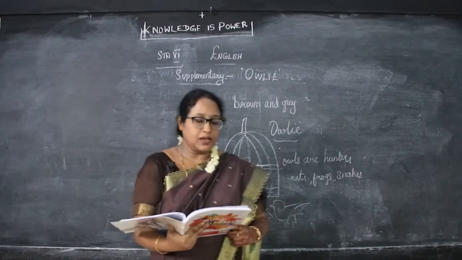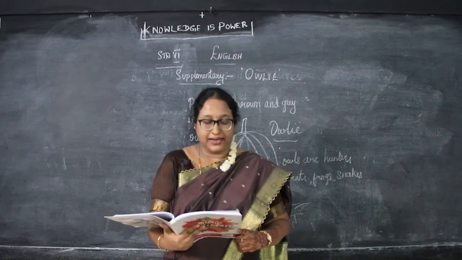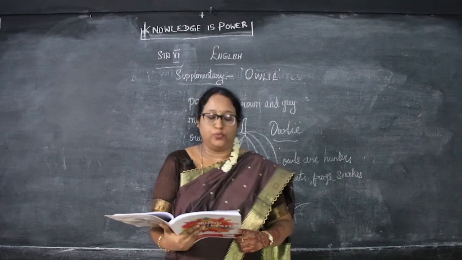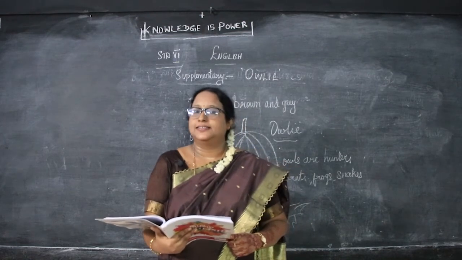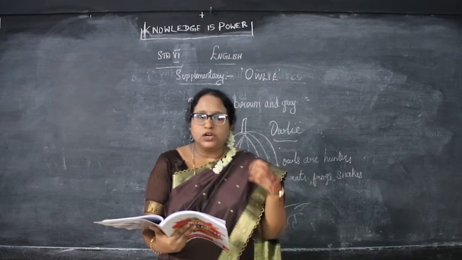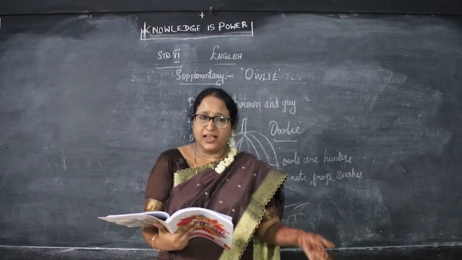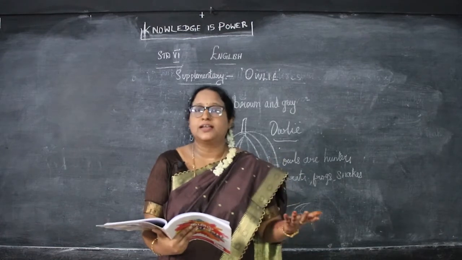Payal learned later that falling on her back and pretending to be dead was Owlie's way of defending herself against danger. That is, if Owlie doesn't like something, she will fall on her back and pretend to be dead, acting as if she has died.